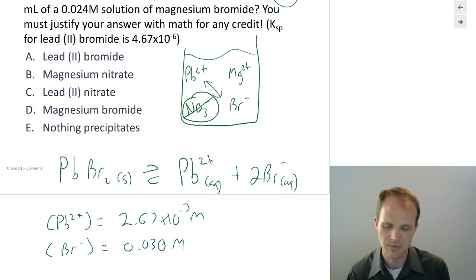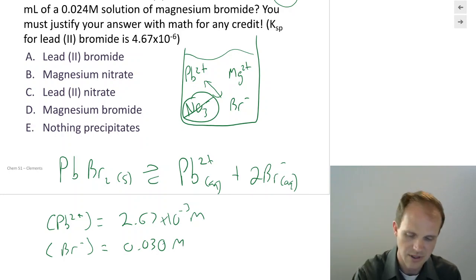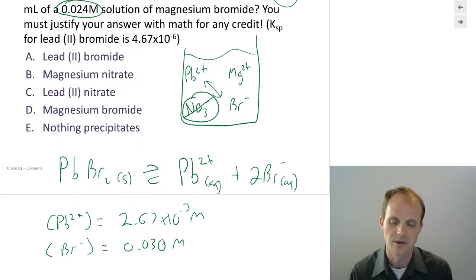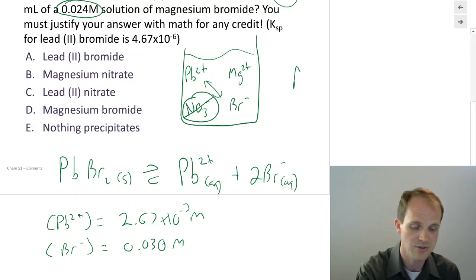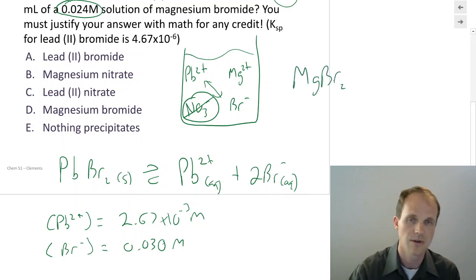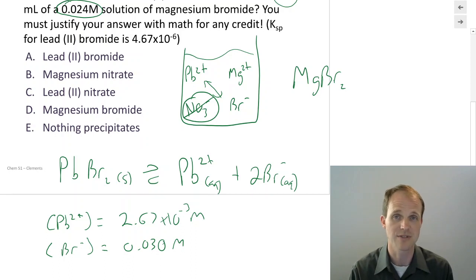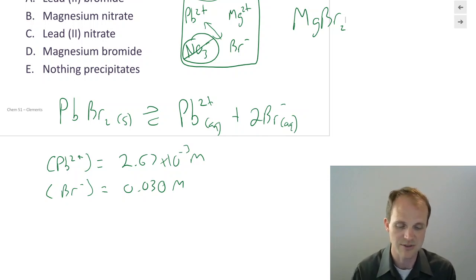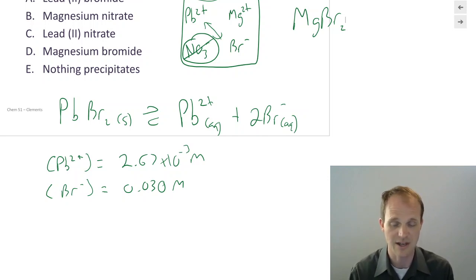You're like, how could it be 0.030 after dilution when it only started off as 0.024? That doesn't make any sense, Professor Clements. Well, no, it started off as 0.024 magnesium bromide, MgBr2. Which means there's twice as much bromide in there, so it's actually 0.048 molar bromide. And when you dilute that, you get 0.030. So there's a lot of little subtleties in here that you need to keep track of. MgBr2 has 2 bromines, so I have to do the stoichiometry on that one.